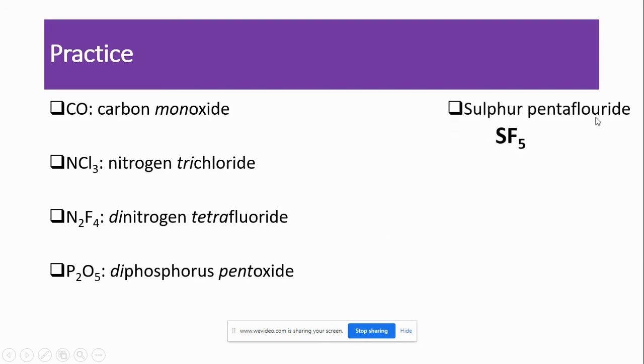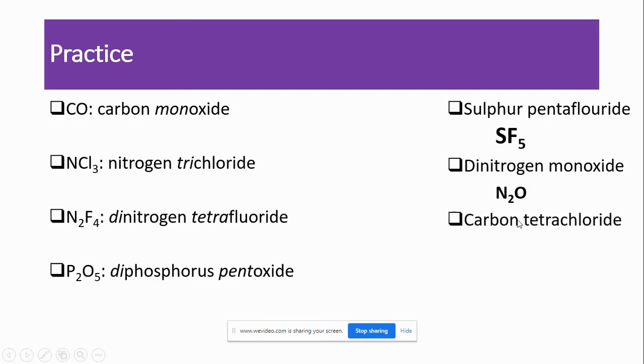Sulfur pentafluoride is SF5. Dinitrogen monoxide, there would be two nitrogens and one oxygen. Carbon tetrachloride, there'd be one C and four Cls.